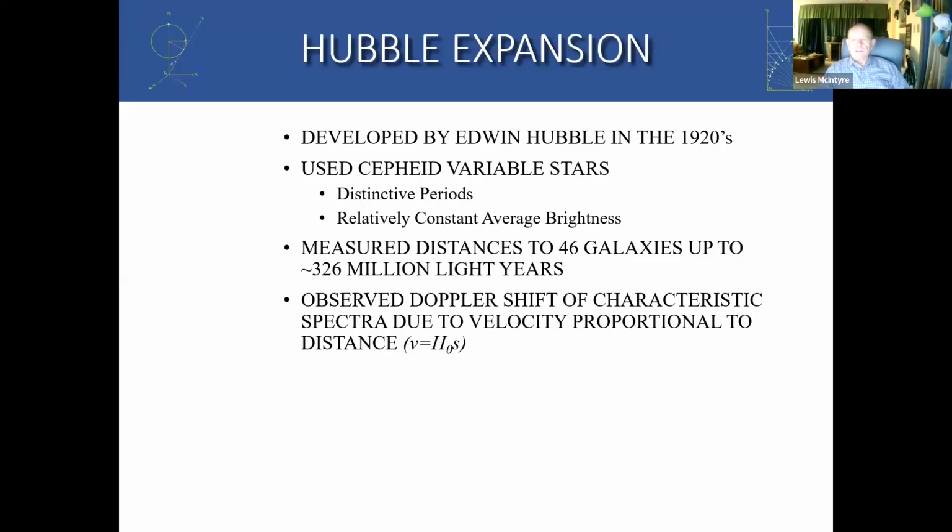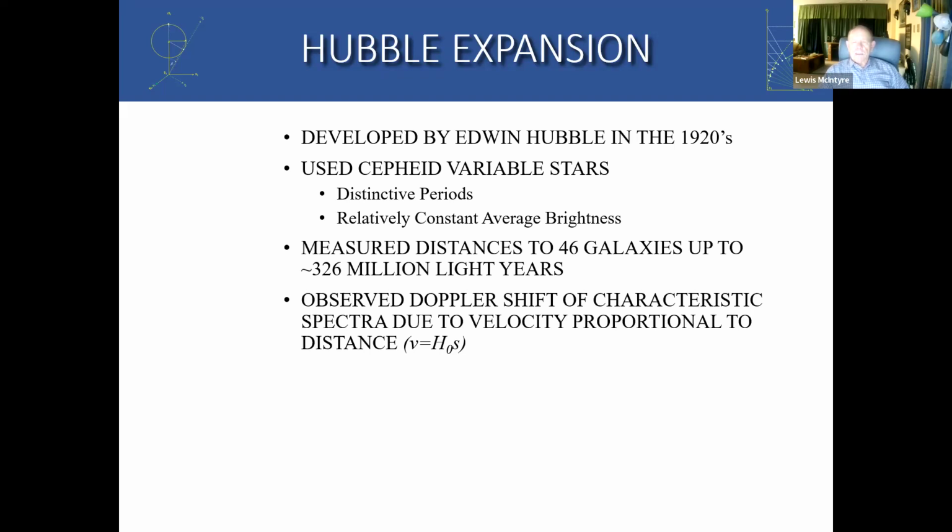The Hubble expansion was developed by Edwin Hubble in the 1920s. He used Cepheid variable stars, relatively common stars with distinctive periods but relatively identical intrinsic brightness, to measure the distances to 46 galaxies, up to 326 million light years away. He observed that each galaxy had a down Doppler shift to the red end of the spectrum due to a receding velocity proportional to their distance.